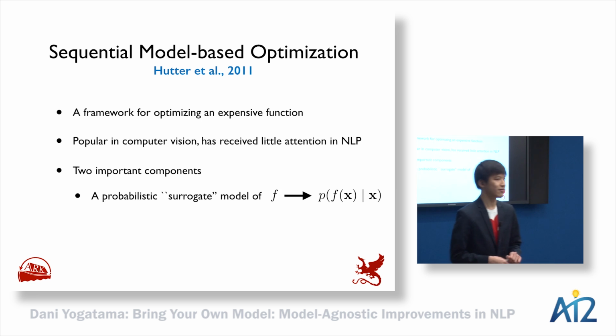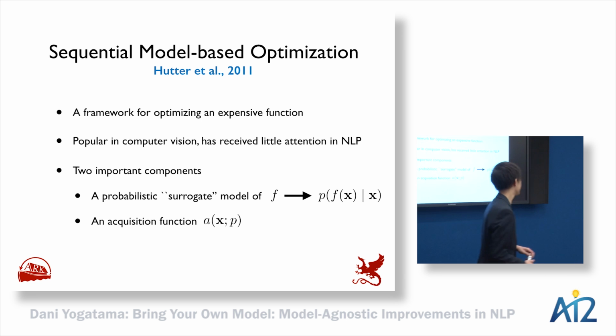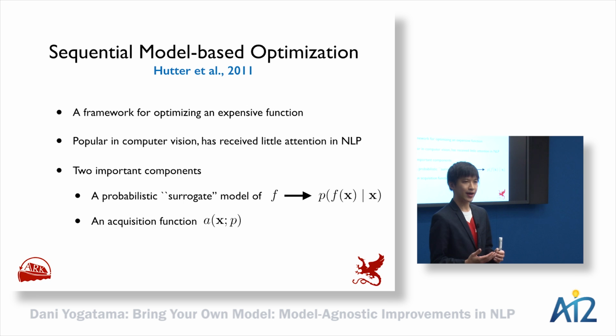The model consists of 2 important components. The first thing we need to have is a probabilistic model of f. This will give us the probability of f of x. Again, f of x is just a single number, like accuracy, at a given x. This is usually called the surrogate model. And the second component is what is usually called the acquisition function. It's a function of x, parameterized by the probabilistic model p.